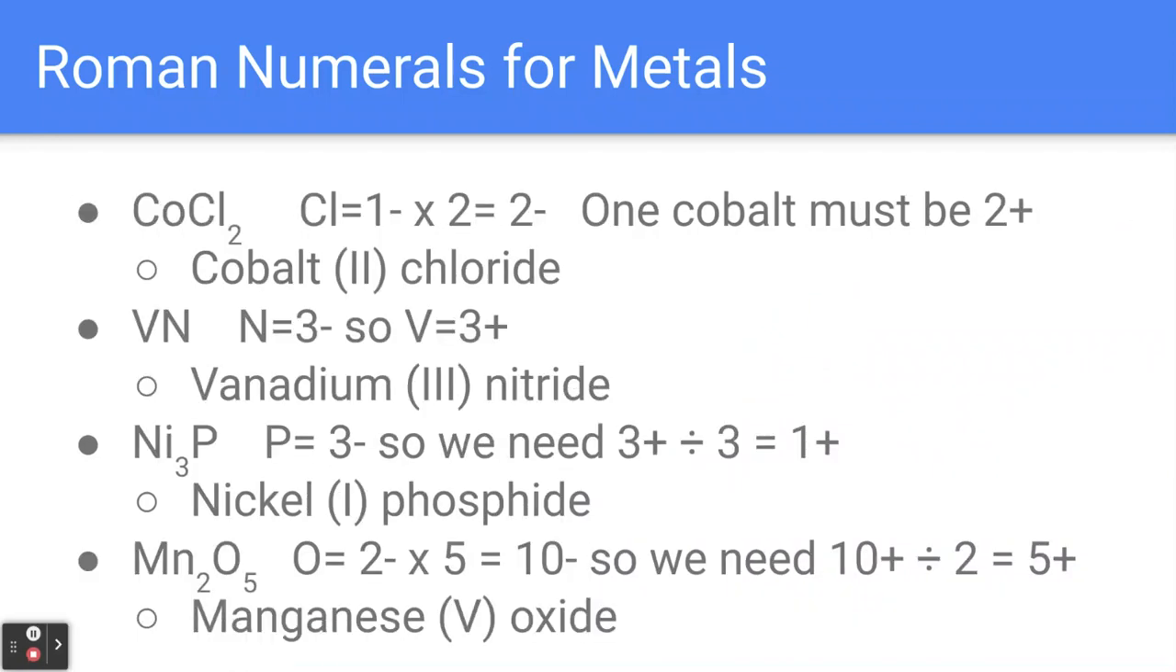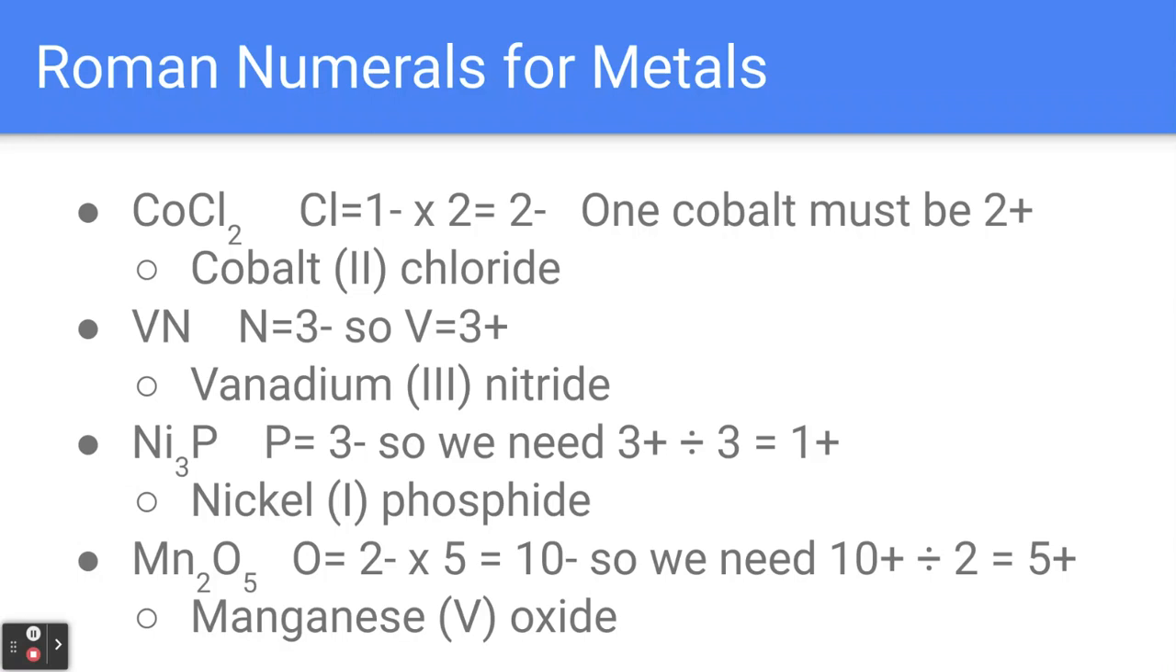So if we take a look at this example, cobalt chloride, each chloride is a -1 charge. We have 2 of them, so a -2, and you only have 1 cobalt to use. So that cobalt has to be a +2 charge. So it's cobalt(II) chloride. You can see that Roman numeral 2 tells us that that metal cobalt is a +2 charge. This next one, we've got vanadium and nitrogen. So your nitrogen is a -3 charge. We only have 1 vanadium, so that vanadium has to be a +3 charge. So this is vanadium(III) nitride.